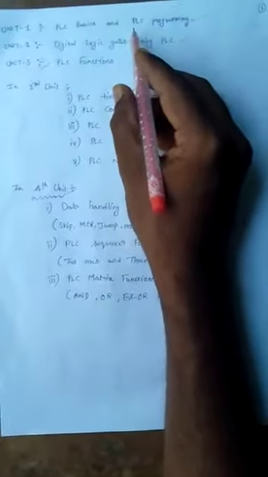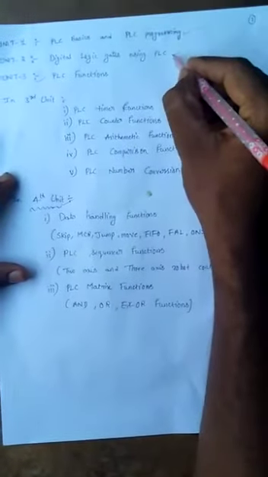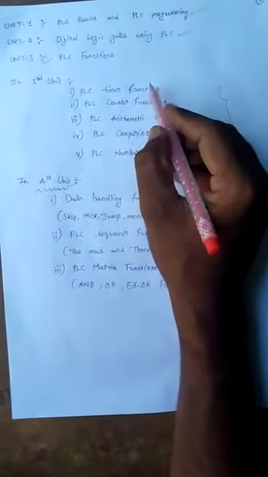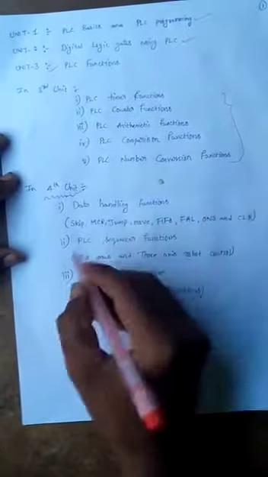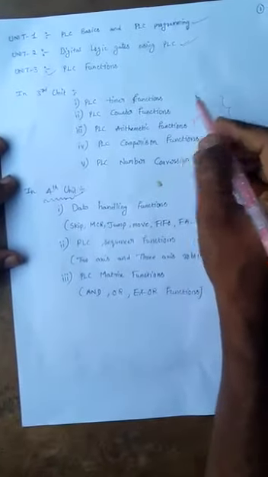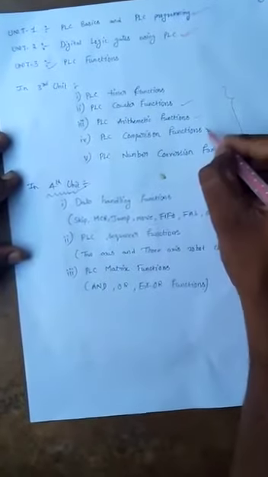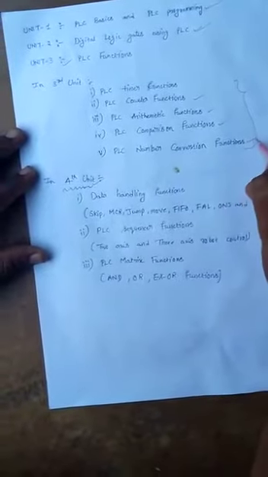In our previous units, unit 1 comprises the PLC basics and PLC programming, and unit 2 deals with digital logic gates using PLC. Unit 3 and unit 4 comprise PLC functions. In unit 3, the topics are PLC timer functions, PLC counter functions, PLC arithmetic functions, PLC comparison functions, and PLC number conversion functions. These we already discussed in our classes.